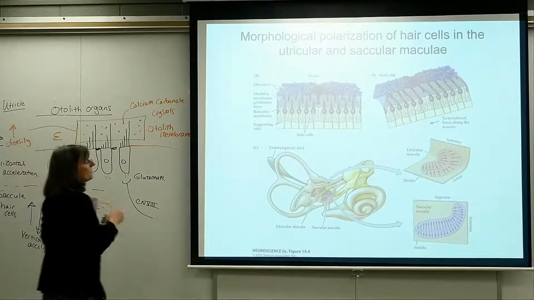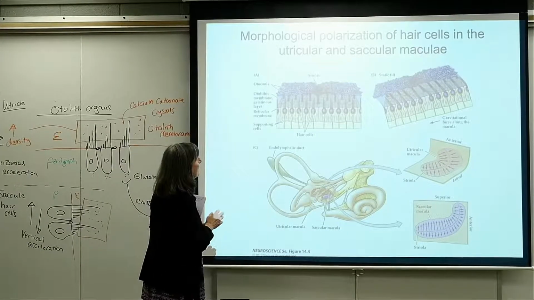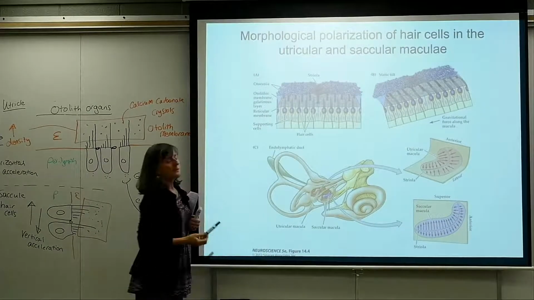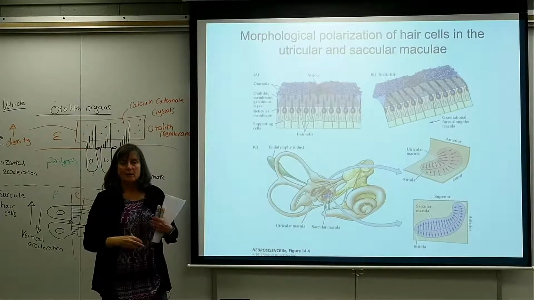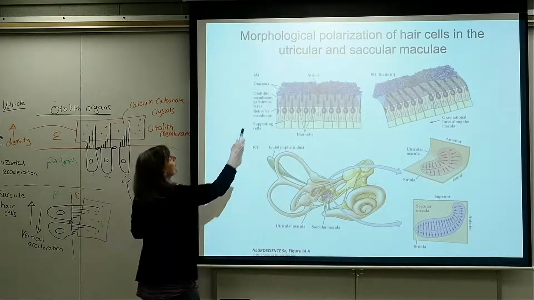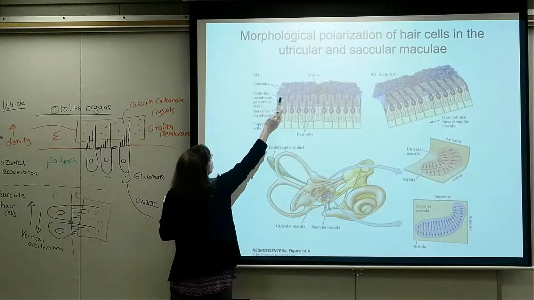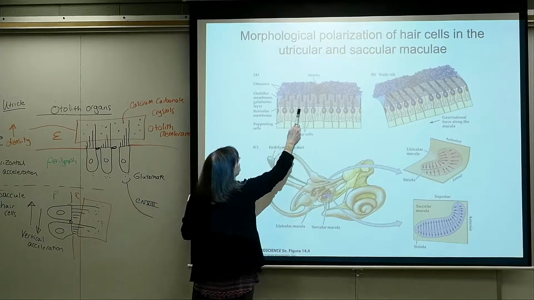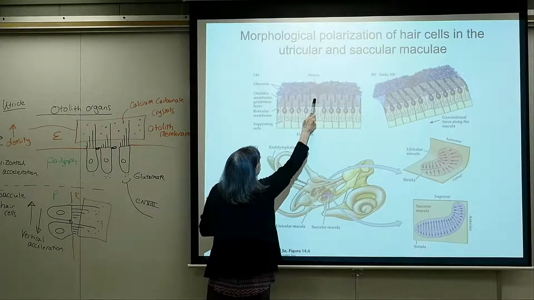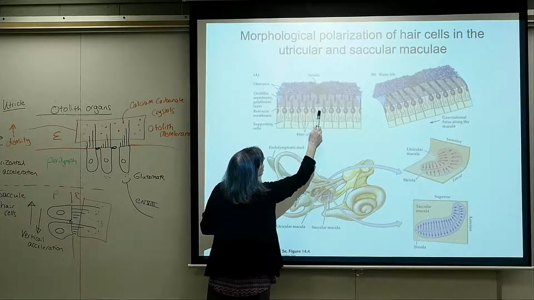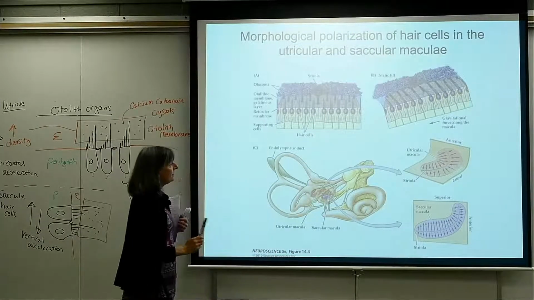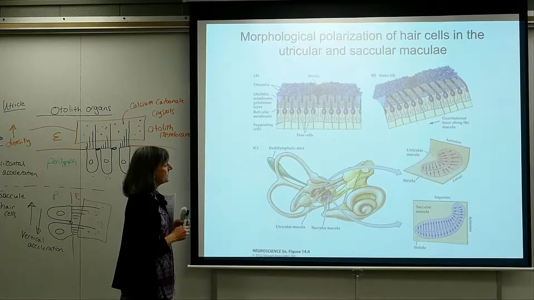So this shows you one of our maculae. So here we have our otolith membrane. Sometimes those otoliths are also called otoconia. Otoconia just means small rock. And so here we have our otolithic membrane. We have those hair cells poking up into that otolith membrane. You can see that some of them, here's the tallest stereocilia, but then on the other side of the striola, now the tallest stereocilia is that way, so they have different orientations.